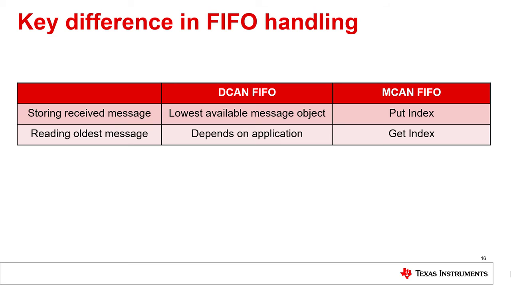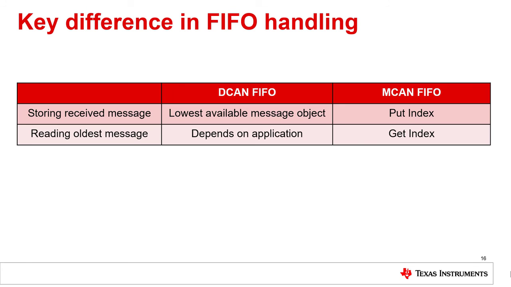The key difference in FIFO handling is the manner in which the messages are stored in and read from the FIFO. To determine where the received message is to be stored in DCAN, like any other message, the message objects are sequentially checked in ascending order and the message is stored in the first available matching message object. In MCAN, when the matching filter element is configured to store the message in an Rx FIFO, the location within the FIFO is determined by the put index.